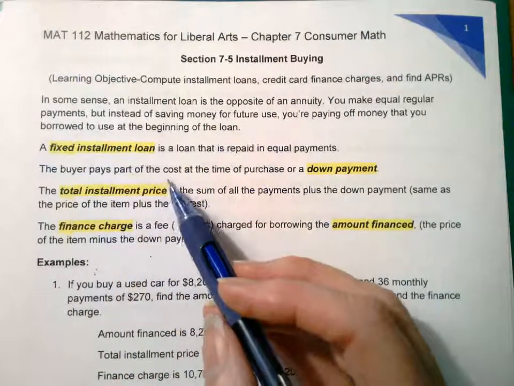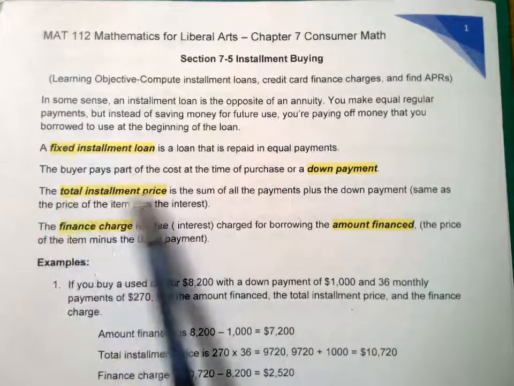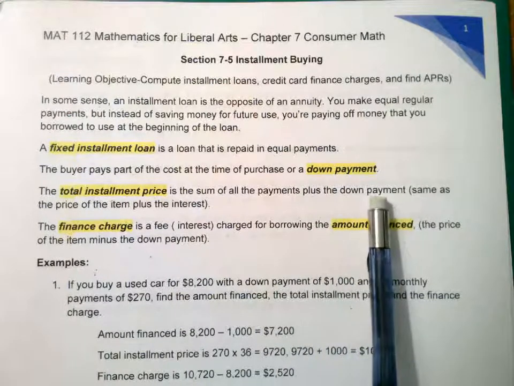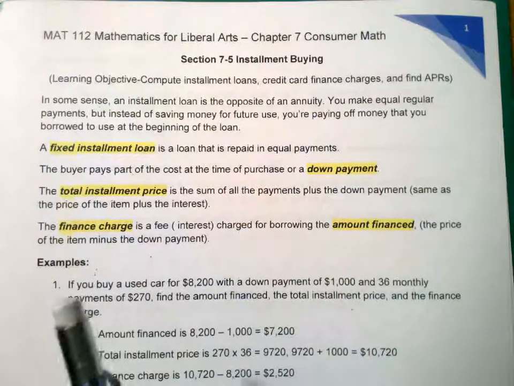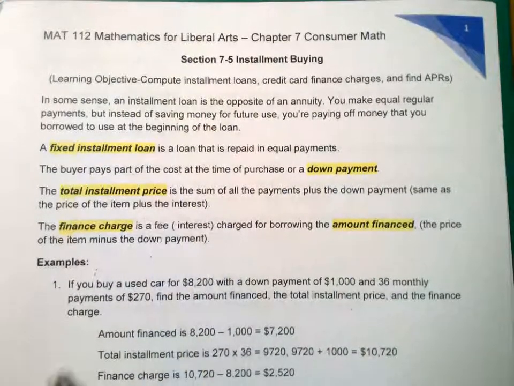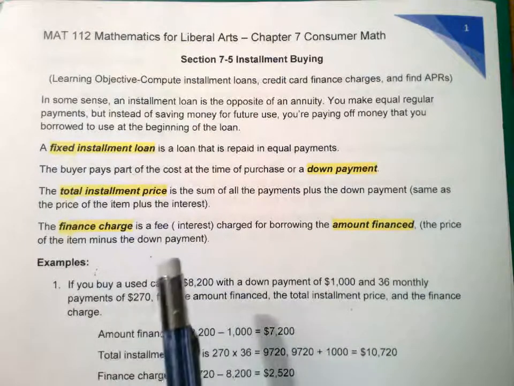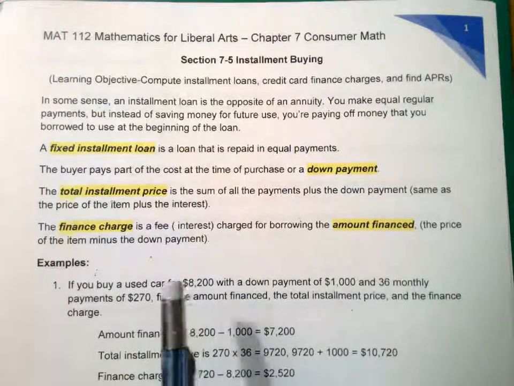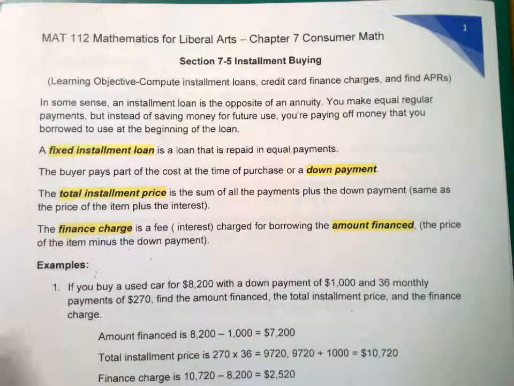The buyer pays part of the cost at the time of the purchase with a down payment. Total installment price is the sum of all the payments, including the down payment. Same as the price of the item plus the interest. Total installment price is a key term. Think of it as kind of like future value, but for a loan. So how much was paid for this altogether for borrowing this money?